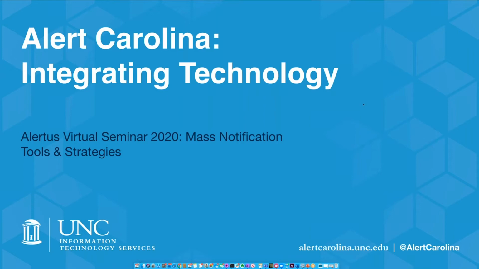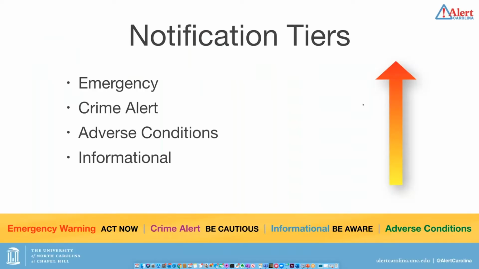So just a little bit of background about the Alert Carolina Emergency Notification System. We have 4 tiers for message types. They are emergency warning being the highest one, in which we activate all of our distribution methods, crime alerts, adverse conditions, which cover university condition changes, and then just general informational ones.